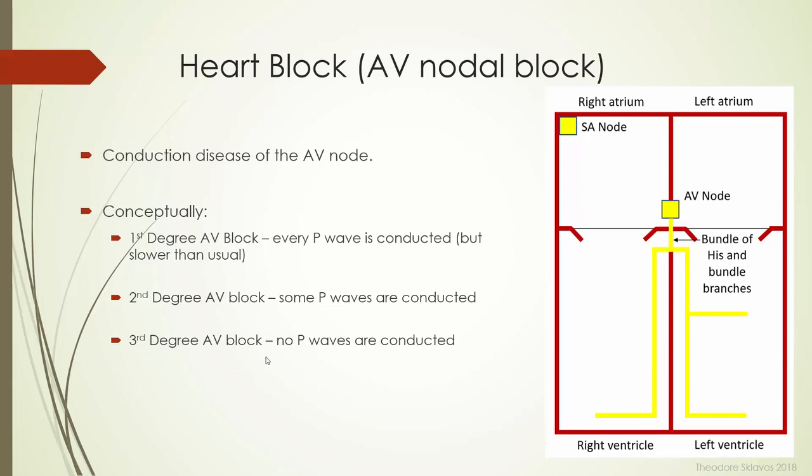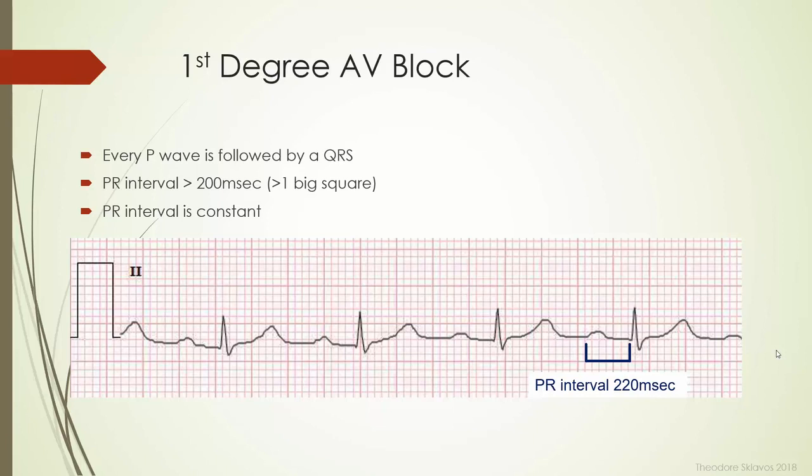In third degree heart block, or complete heart block, none of the P waves, none of the atrial activity ever makes it through to the ventricles, and that's complete heart block. But now let's go through them one at a time.